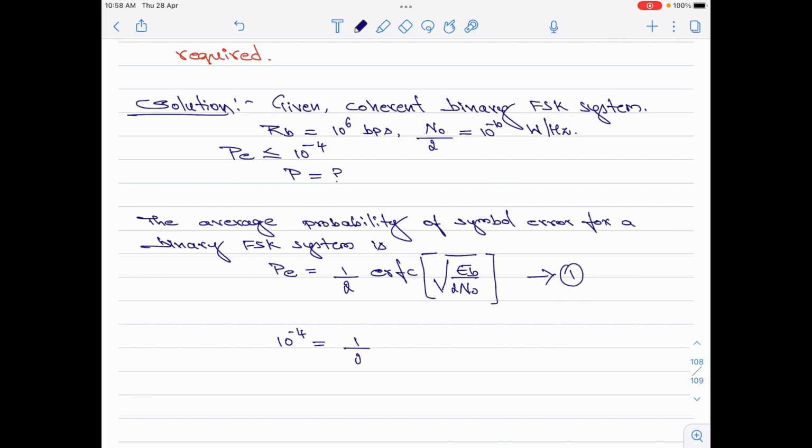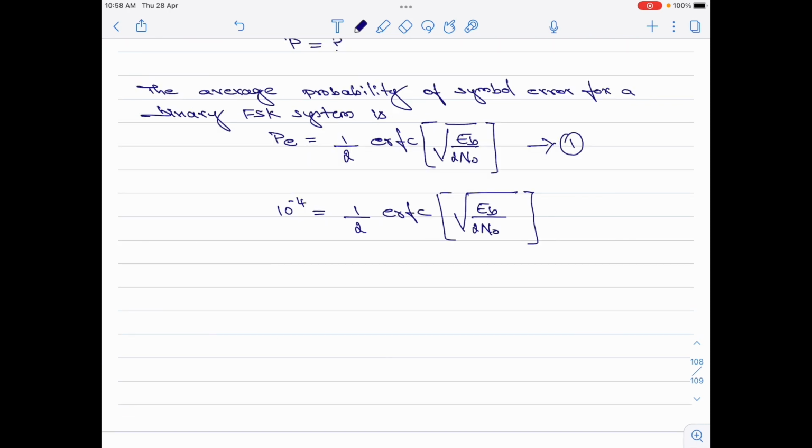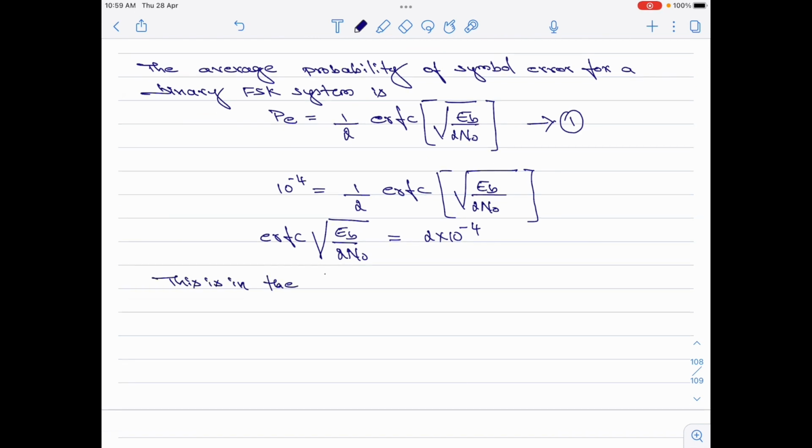It is equal to 1 divided by 2 ERFC of square root of EB divided by 2 N0. EB is not known, N0 is known, but however I will just keep it as it is for the time being. Rewriting this equation, I will obtain ERFC of square root of EB divided by 2N0 is equal to 2 into 10 to the power minus 4. Now, please note this is in the form of ERFC of U is equal to 2 into 10 to the power minus 4. So, we have to now find the value of U for which the ERFC of U is 2 into 10 to the power minus 4.